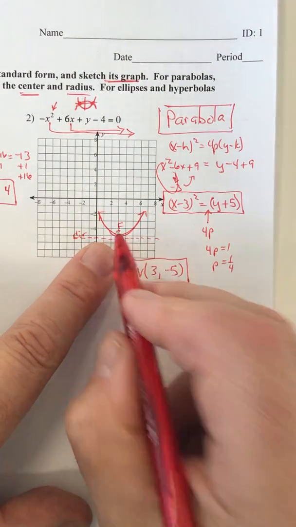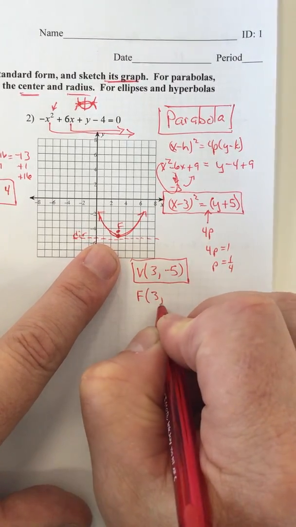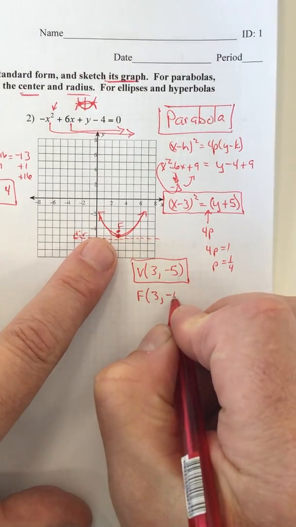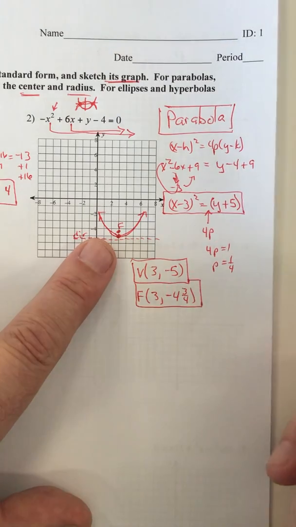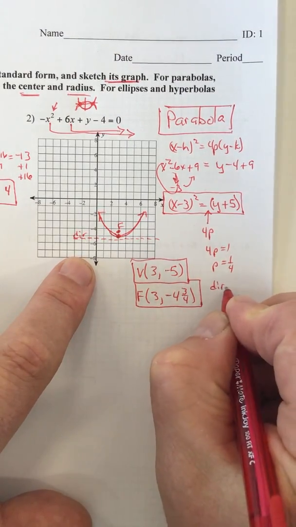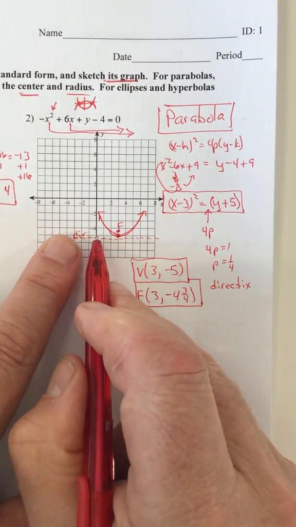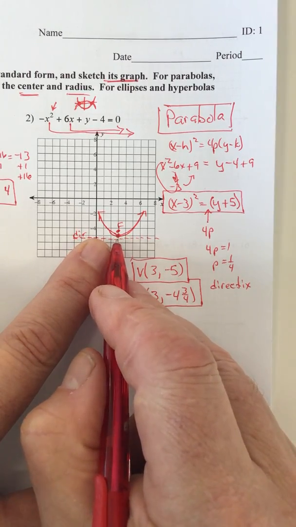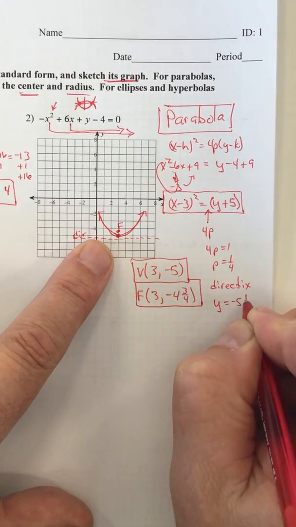So the focus point is 1/4 up from where the vertex was. So the focus is over 3. Now this was -5, and I want to add 1/4, so it'll be at -4 3/4. And the directrix is this line right here. Notice it's crossing the y-axis, and it's p down from there, so it's 1/4 down from the vertex, so it's crossing the y-axis at -5 1/4.